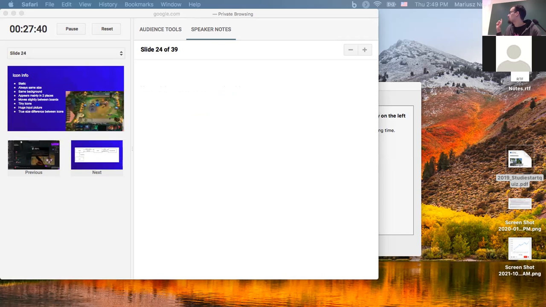Anywho, this is some raw information about all of the items. They are static, always the same size, more or less, with the same background. They are black in the background. They appear mainly in two places throughout the game. They move slightly between the boards, which kind of ruined the entire thing that I had in mind.